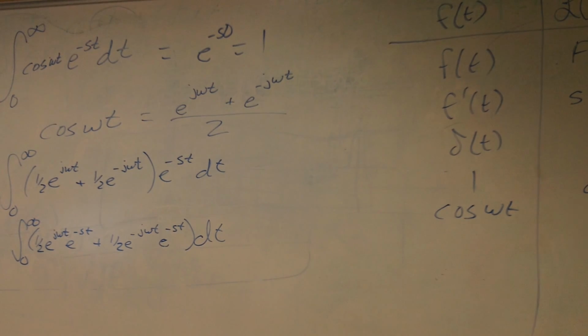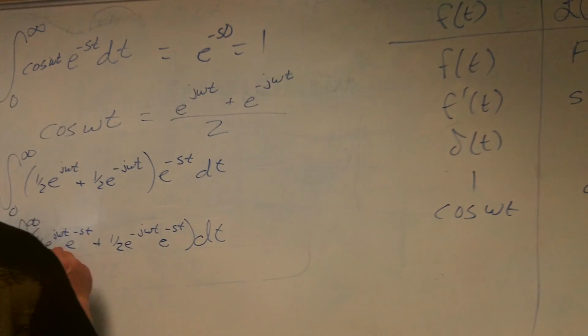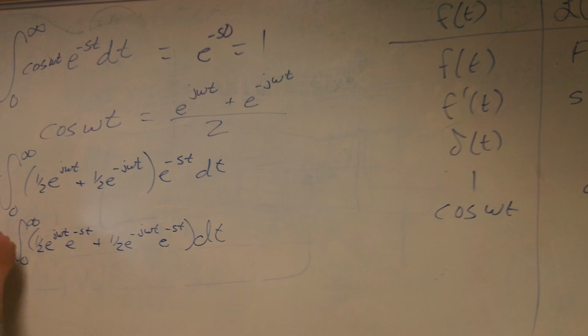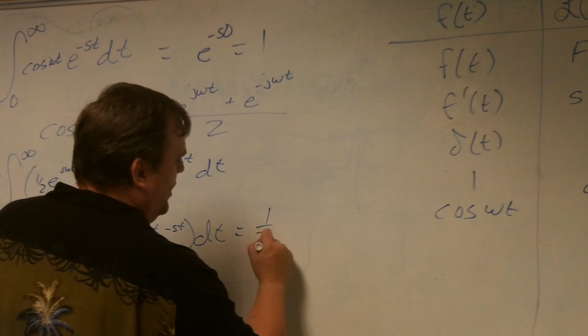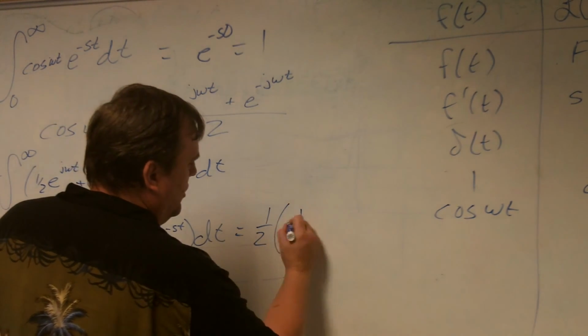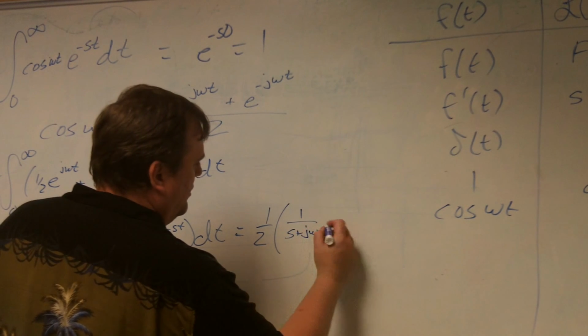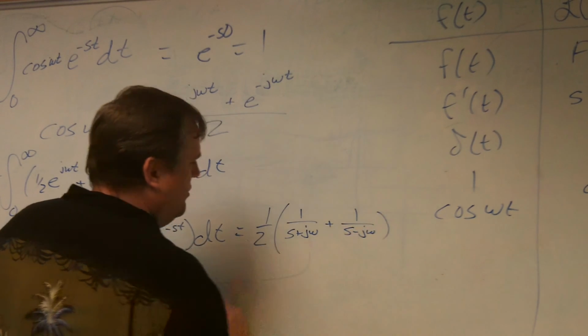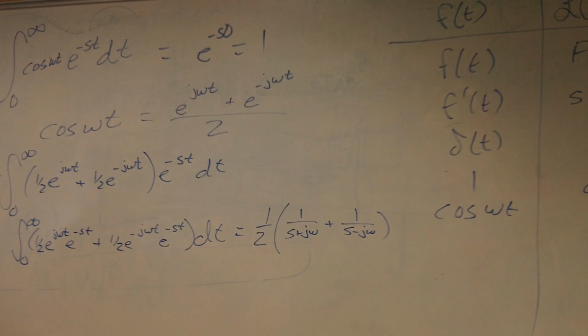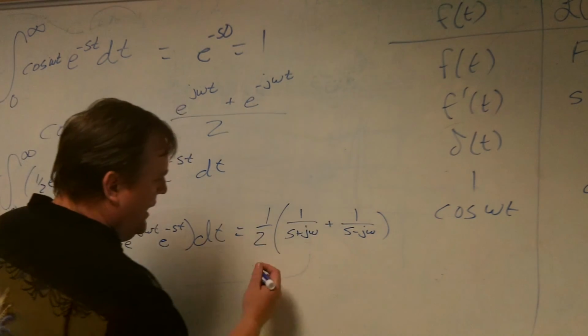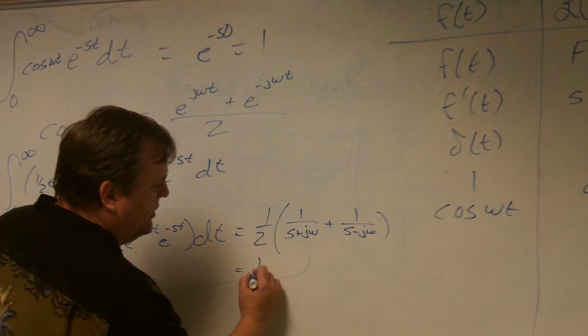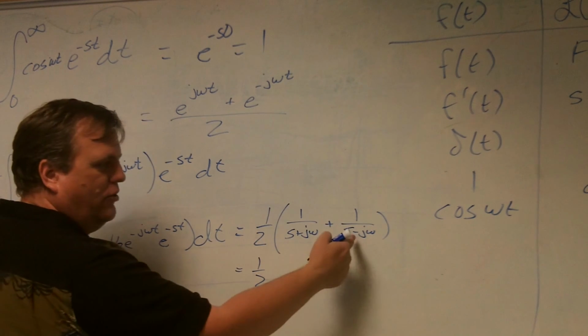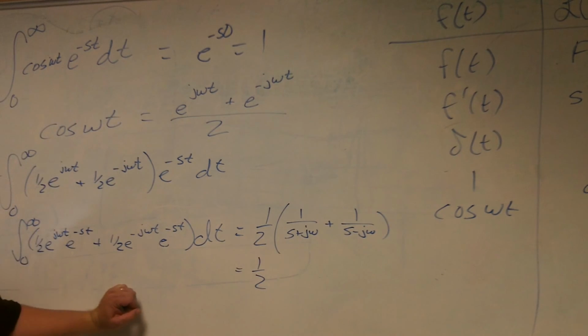So what you end up with for this one is equal to 1/2 times 1 over s plus j omega, plus 1 over s minus j omega. Sometimes we just leave it like that, but we can also combine it together. To get a common denominator, you notice something neat about this. They're complex conjugates, right?